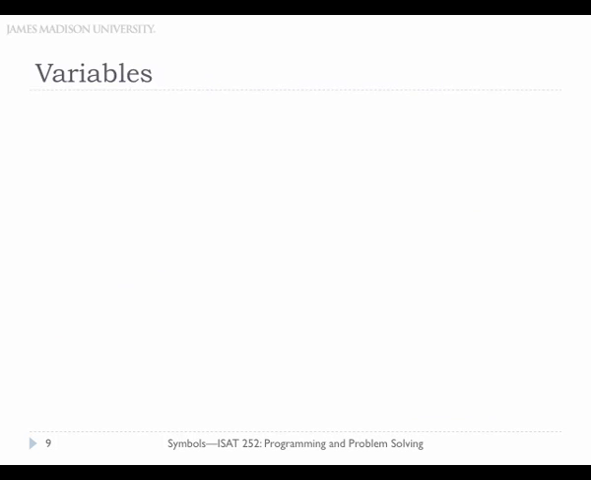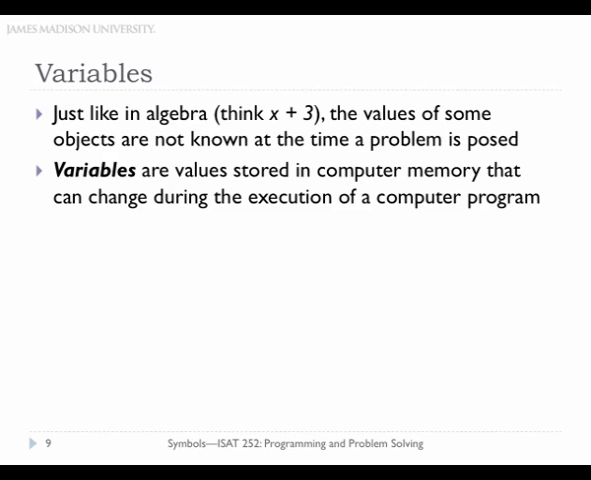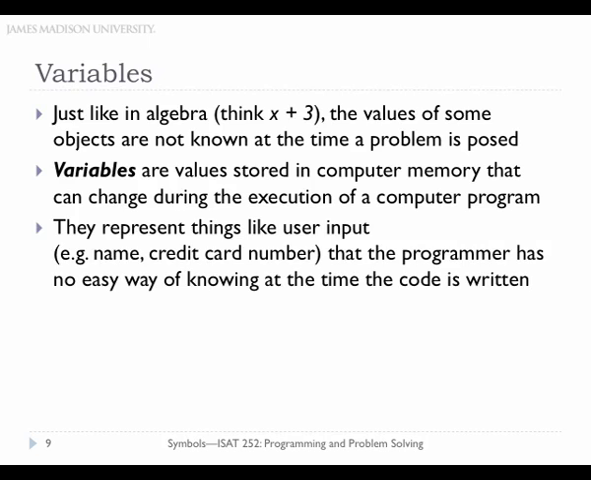So let's look at variables. Just think like in algebra, x plus 3. The value of some objects are not known at the time that your problem is posed. In other words, you don't know them ahead of time when a computer program is going to run. Variables are values stored in computer memory that can change during the execution of a computer program. Change, i.e. variable. And they represent things like user input, like the person's name or credit card number, things you don't know ahead of time when the code is being written.